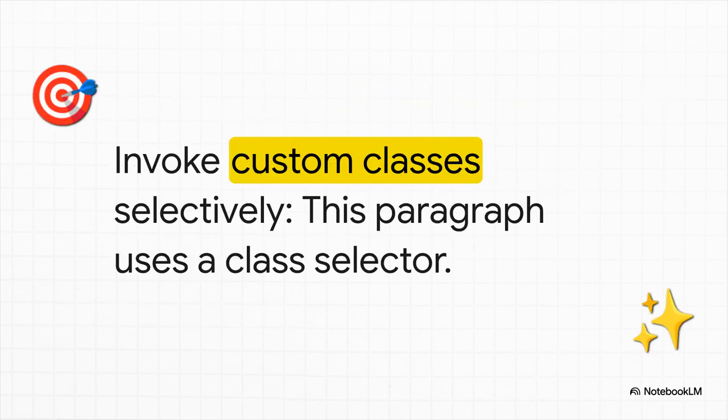Now, here is the really crucial point about how we handle exceptions. Check out this next paragraph. It looks a little different, right? We've added class equals highlight inside the opening P tag. Because we defined that .highlight class in our CSS earlier, this specific paragraph is pulling in that custom yellow background rule we wrote. It is a wildly powerful way to apply styles selectively exactly where you want them.